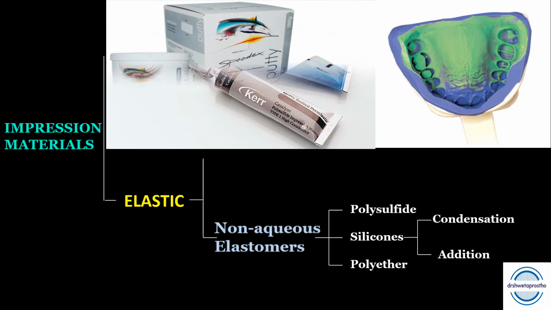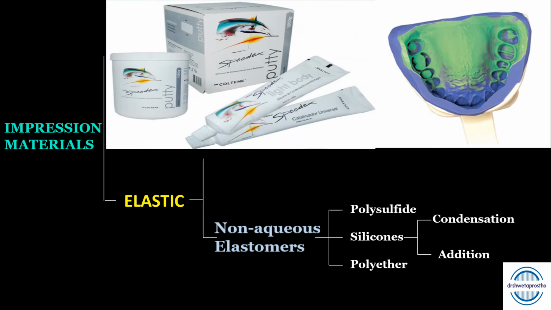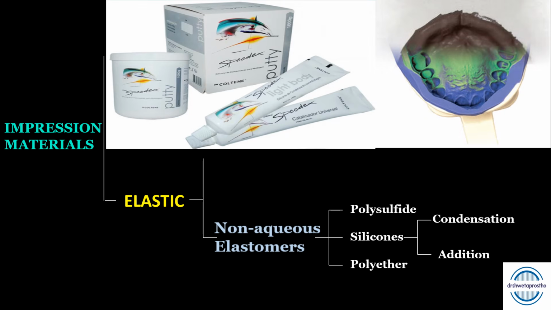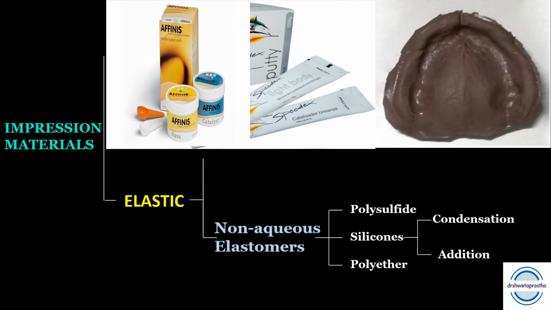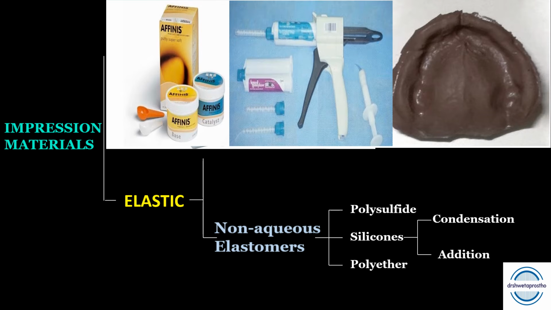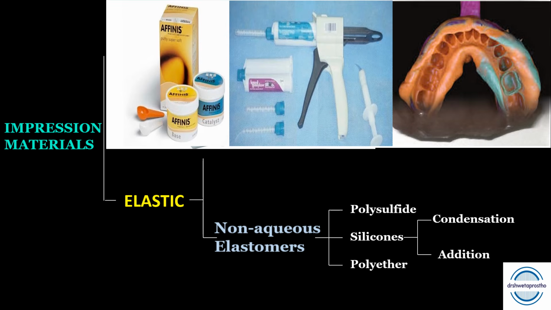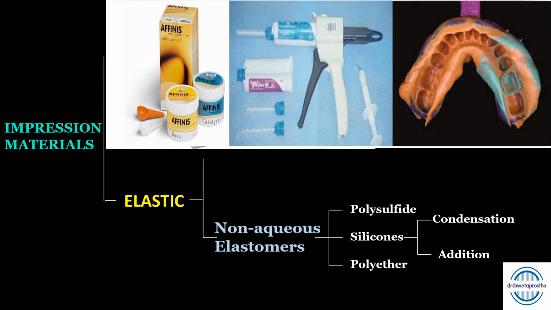In the condensation silicone, it sets by condensation polymerization. The reaction byproduct is ethyl alcohol. It is a volatile alcohol byproduct. It is inaccurate due to shrinkage, though it is used for making FPD impressions. Then we have the addition silicone. They are highly accurate with high dimensional stability. They set by addition polymerization with no byproduct released. Though they are expensive, they are used for making FPD impressions.